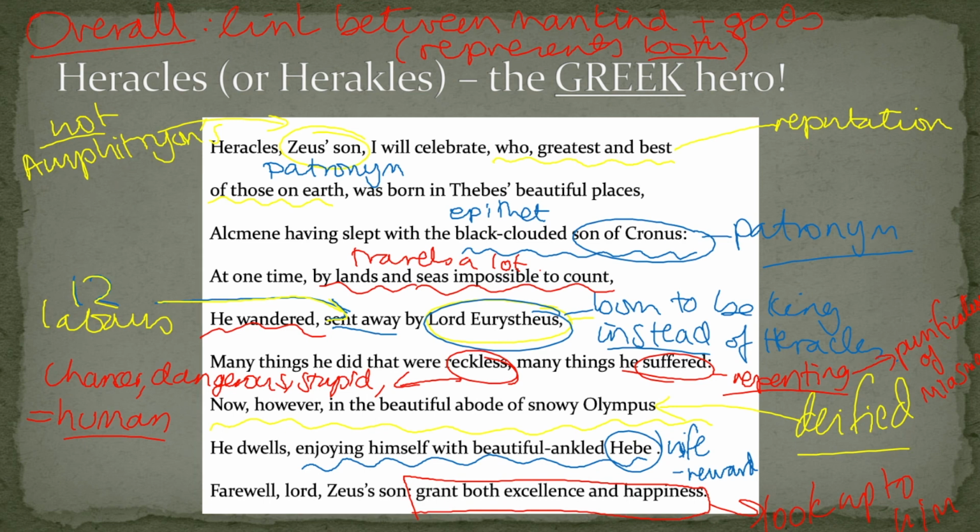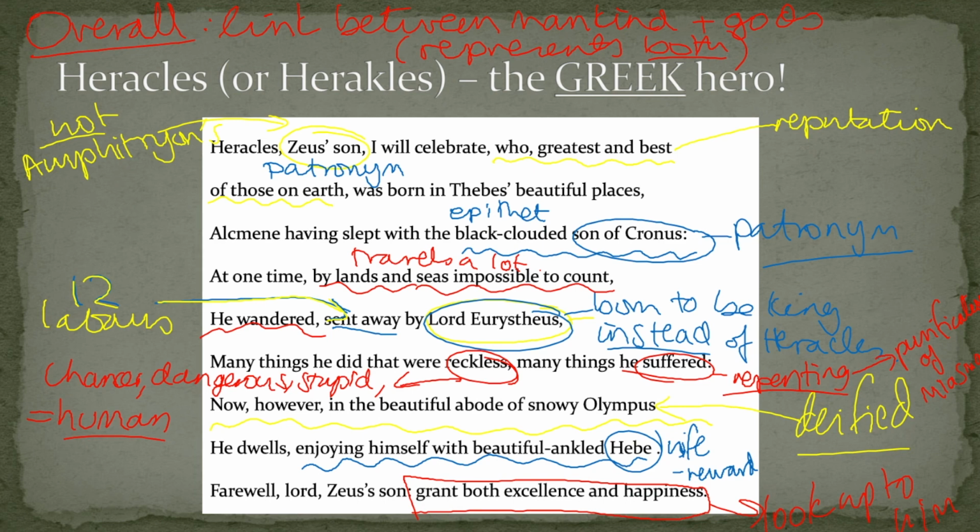Many things he did that were reckless. So when we say someone is reckless, we say that they're a bit of a chancer, they're dangerous, they're stupid, they're human, maybe? Brave, but stupid, we might say, because clearly you're going to die if you do these things. If you're reckless, you don't often think about what you're about to do. Then the poet says, many things he suffered. And that tells us that he was doing reckless things, but he was also suffering at the same time. And we know that he is repenting because of murdering his whole family, which was technically Hera's fault. And this is the purification of his miasma.